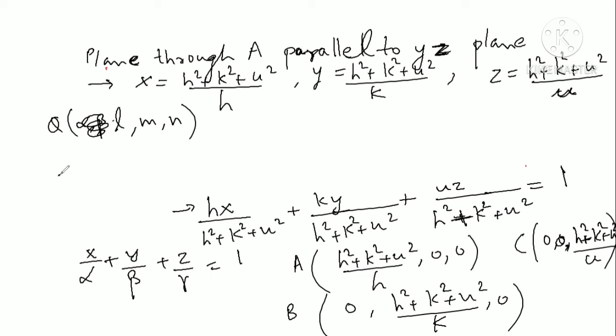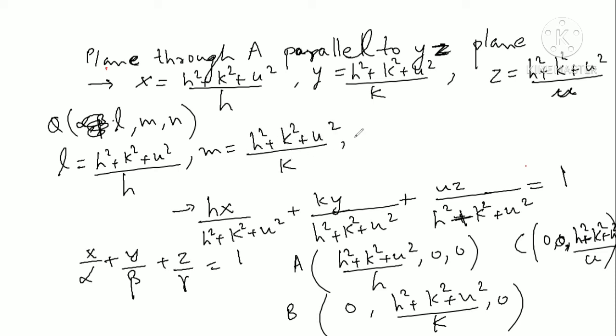So L is nothing but (h square plus k square plus u square) divided by h. Then M is nothing but (h square plus k square plus u square) divided by k. And N is nothing but (h square plus k square plus u square) divided by u. So now we have to find the relation between L, M, and N. In this case, I have this relation.